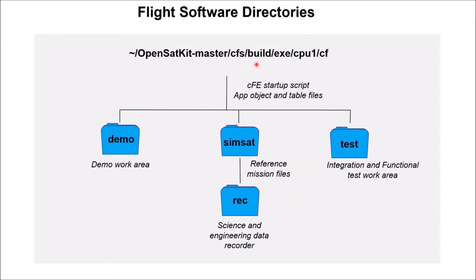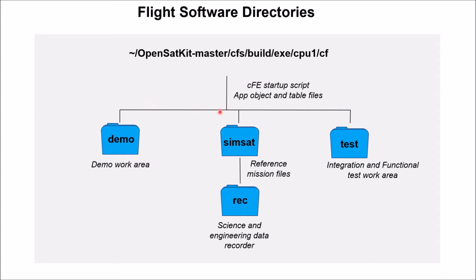The CF directory structure is created during the CFS build process. Therefore, when you first install OSK, the directories below CF do not exist. When you run OSK demo and test scripts, they check to make sure any required directories exist and create them if needed. The CF directory contains the CFE startup script, app object files, and default table files.